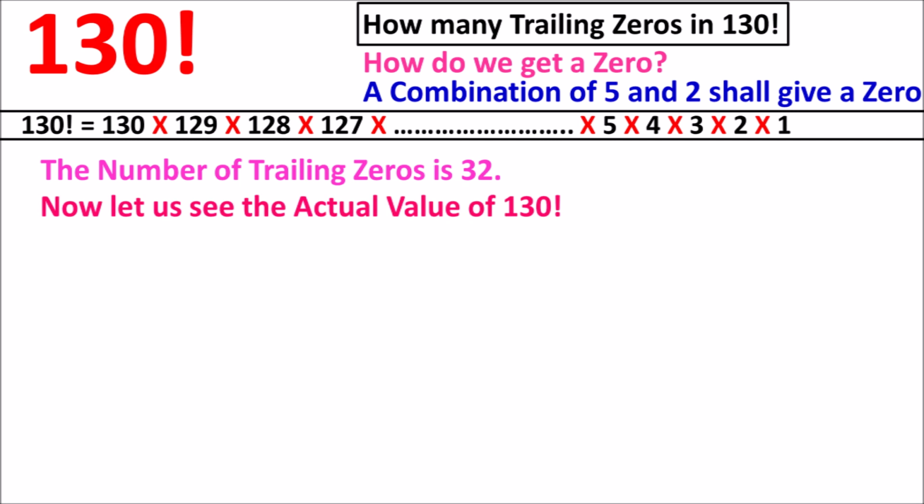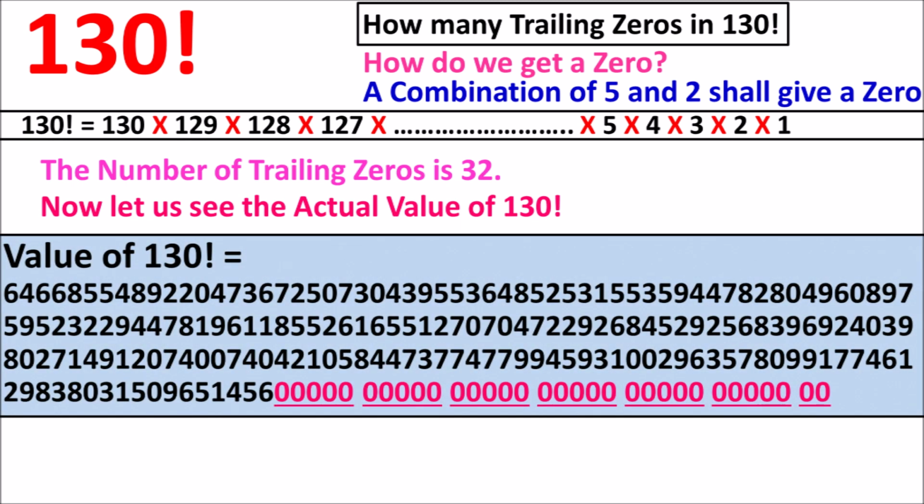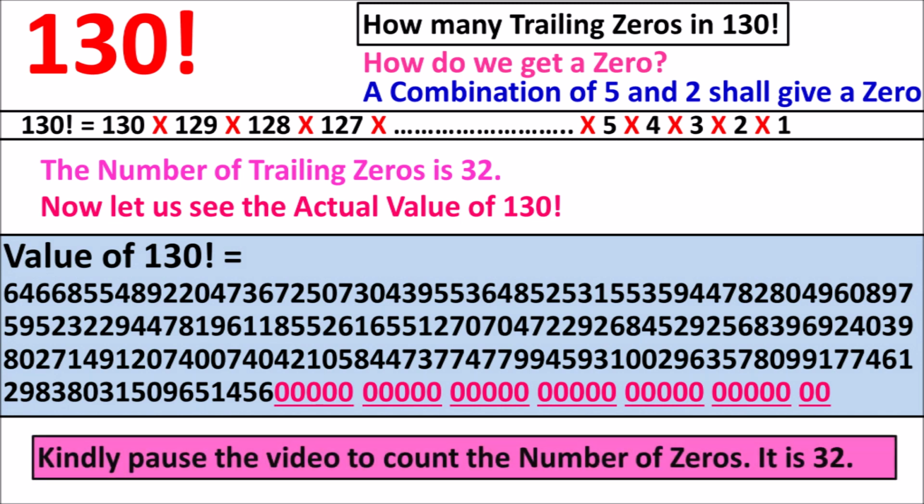Since I have the actual value of 130 factorial, which has 220 digits in total, we can count the number of zeros and confirm our answer. You may kindly pause the video to count the number of zeros. The number of trailing zeros is equal to 32.